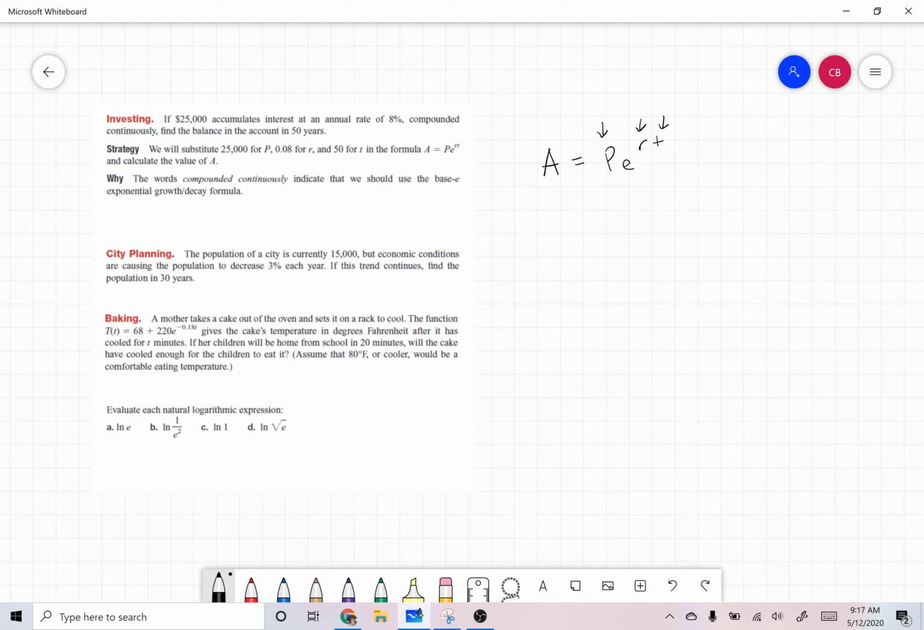So the amount is going to equal 25,000 times e to the r, which is 0.08. Remember, if you have 8%, we convert that by moving the decimal 2 places to the left, and then times the amount of time in years, so that's 50. Okay. So with that being said, I'm going to use a calculator to do this real quick, and I will be able to tell you this is how you should do it.